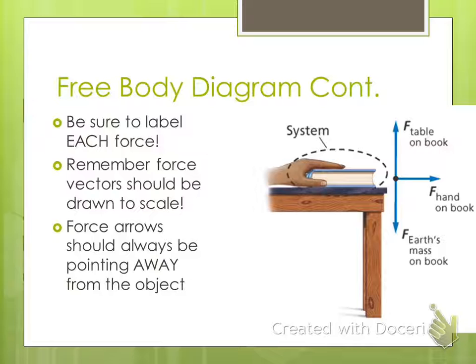You don't see gravity like this. Our gravity vector, Fg, doesn't go into the object. The vectors start at the object and go away from it. So we don't want it to look like that.